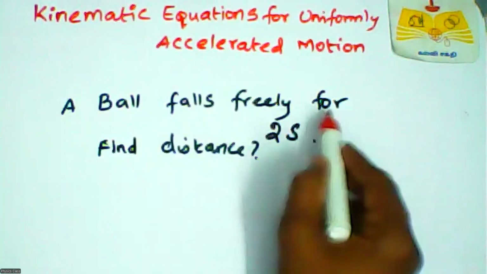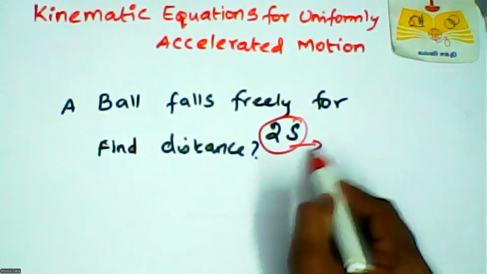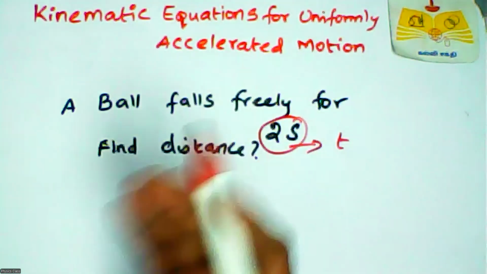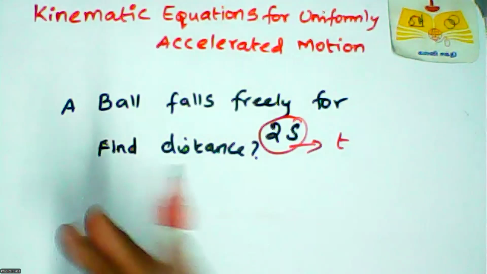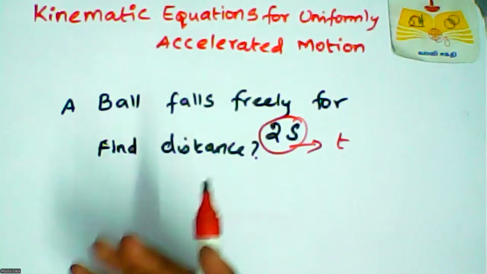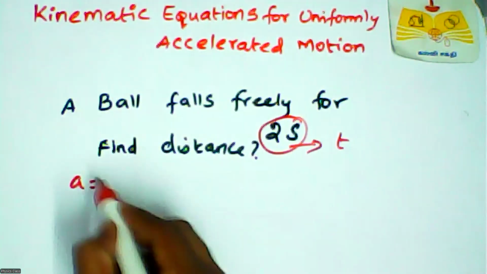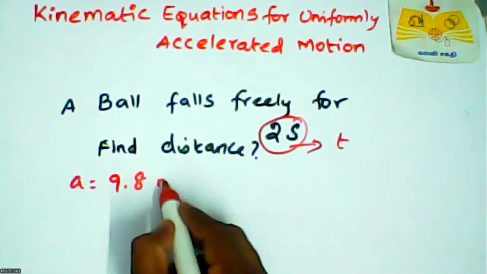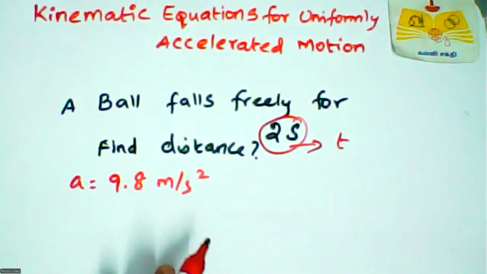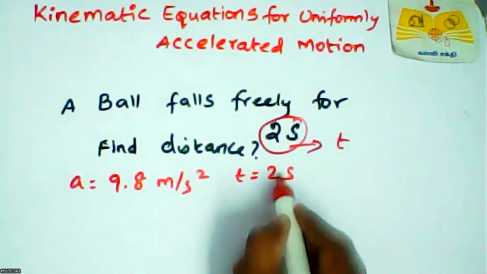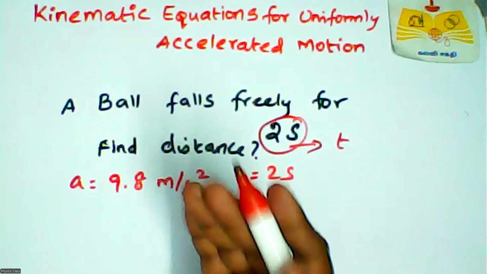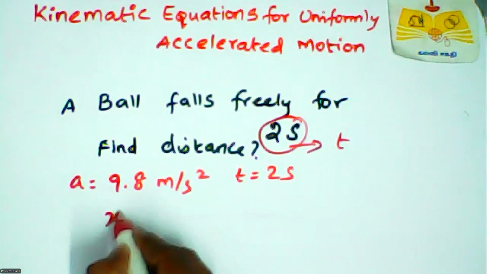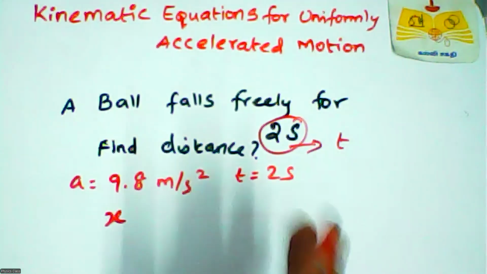A ball falls freely for 2 seconds. So 2 seconds is the time. The ball falls freely, so under gravity, Earth provides an acceleration a. I already told you the acceleration is constant, so 9.8 meter per second square is a constant acceleration. Time is equal to 2 seconds. Distance may be denoted as x or y. From our book, x denotes distance.